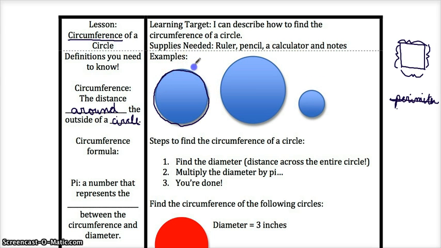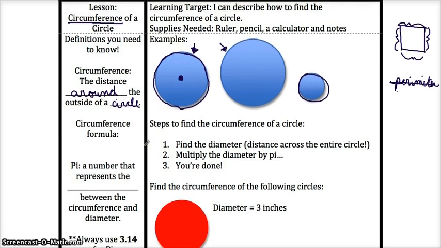Would this circumference be greater than or less than this circumference? Well, this circle right here is bigger, so this circumference would be smaller and this one would be bigger. That's just logical. What about this one? Would this circumference be bigger or smaller than this first circumference? It would be smaller because the circle is smaller. So it works just like perimeter does, and you're just focusing on the distance around the circle. That is what circumference is.